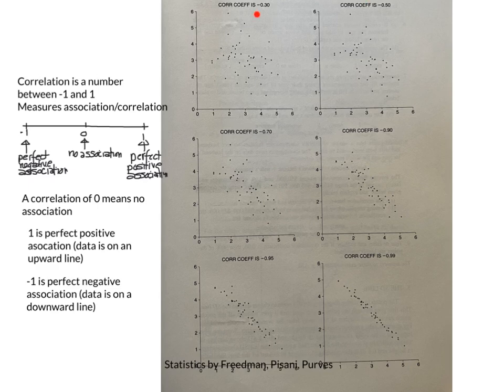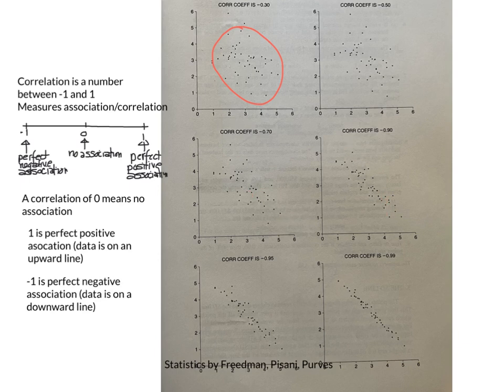Here we have a negative 0.03, so we're going from 0 to 1, 0.03. It's still not a strong association, but maybe a little bit of an association, sort of not quite a tight oval, but also not quite a circle. Then negative 0.5, it's a little bit tighter, negative 0.7, negative 0.9.